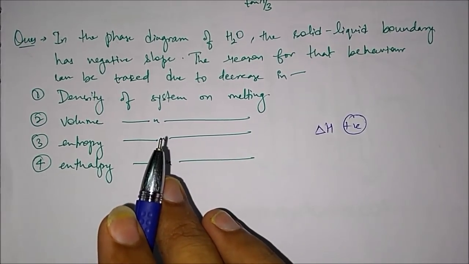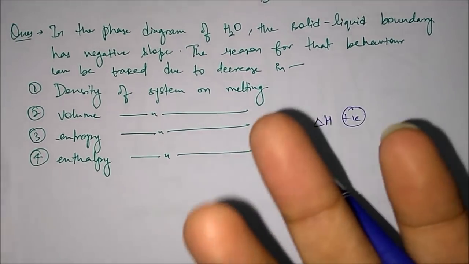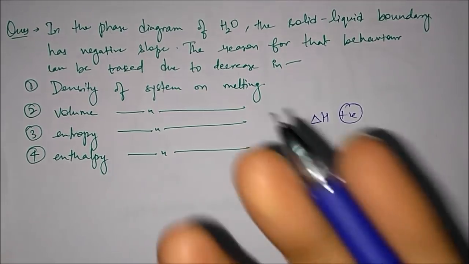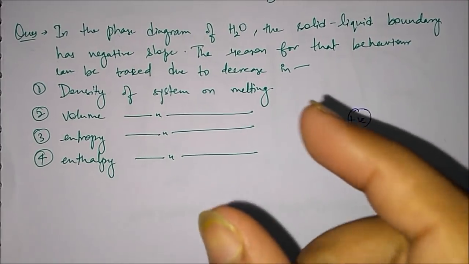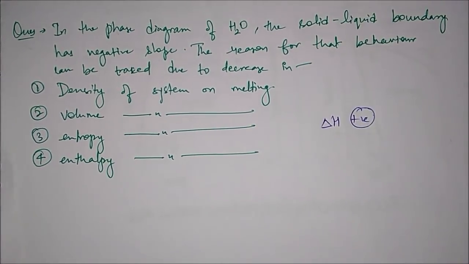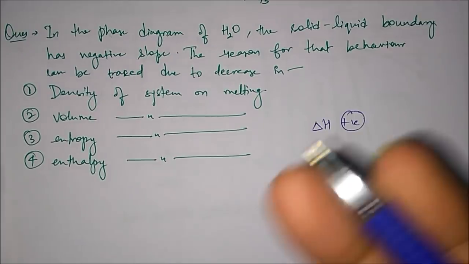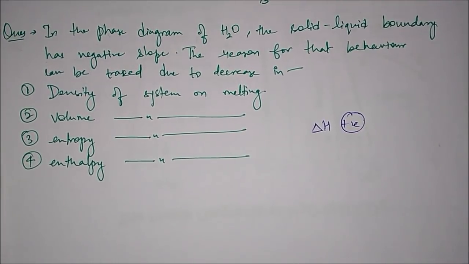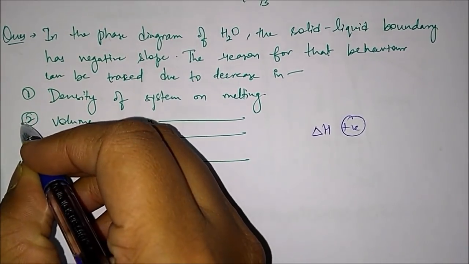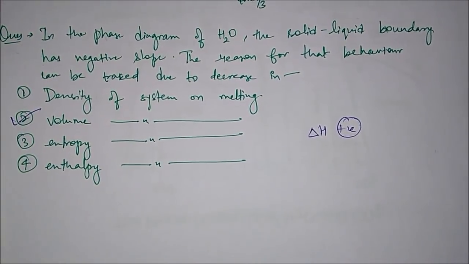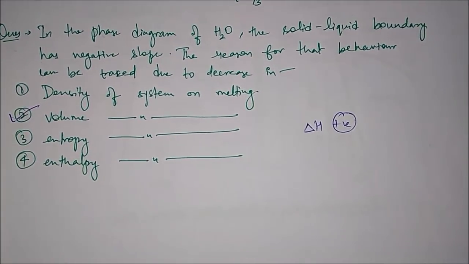So this was the question, and it was from my notes which I had already prepared during my preparation, and the question was directly asked from there. I was also shocked to see that the question was directly asked like that. So I hope that from what I have taught today, maybe the question in the upcoming CSIR NET exam will be asked from here only. So let's hope for the best, and the correct option for this question is volume. The volume of the system decreases on melting.